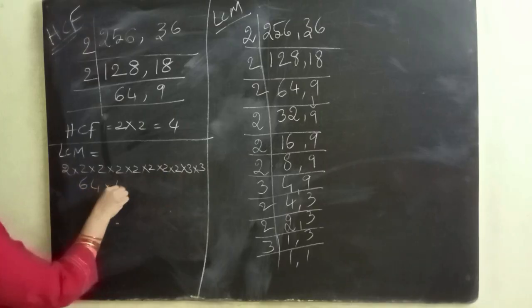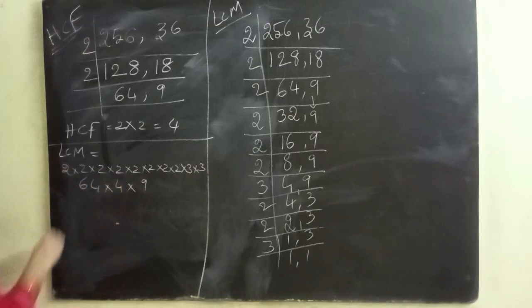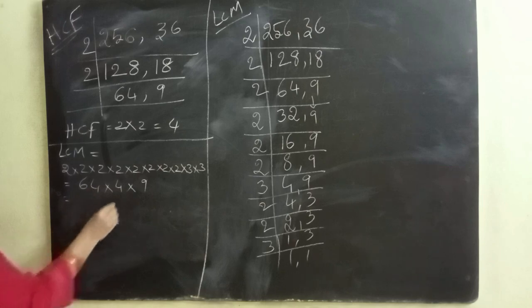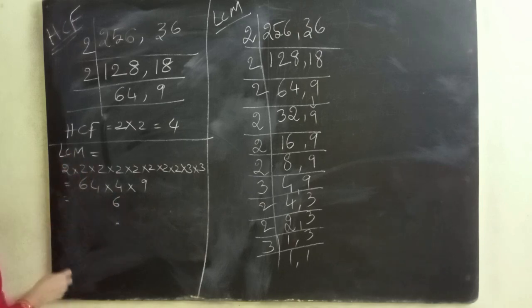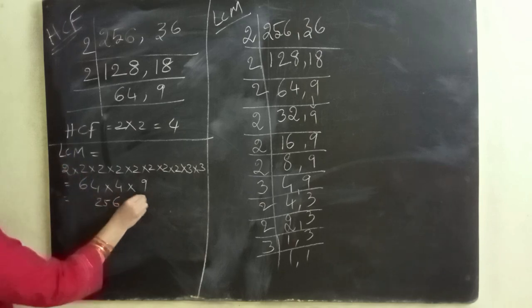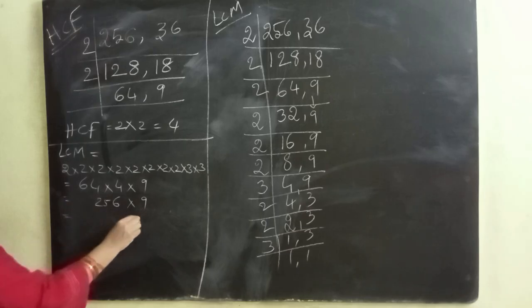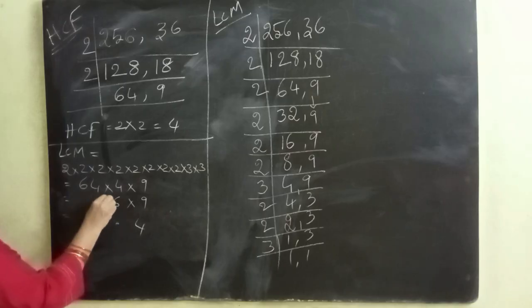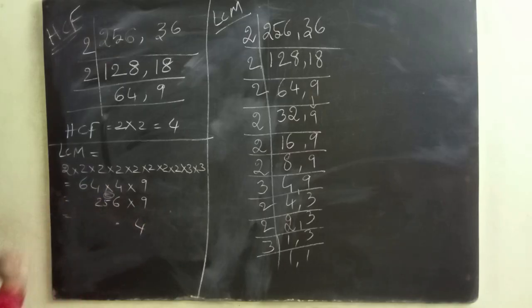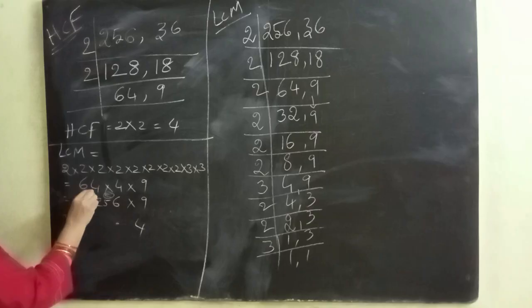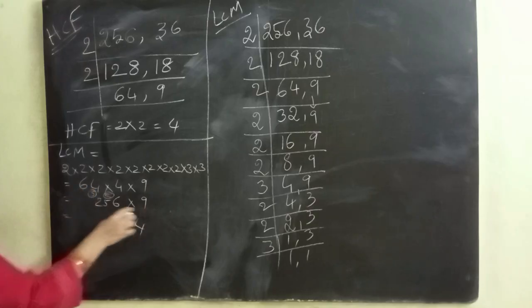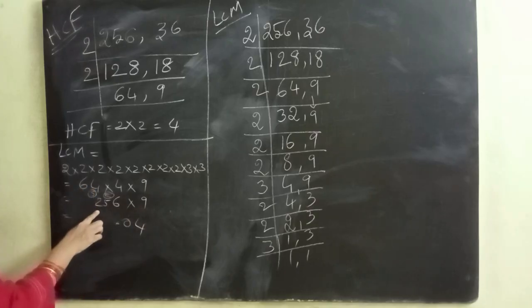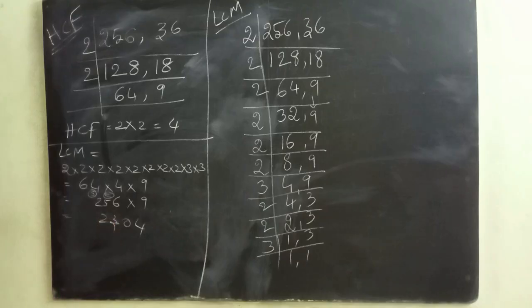64 into 2 2s are 4 into 3 3s are 9. 4 4s are 16, 24 plus 1, 25. 9 6s are 54. 9 5s are 45. 45, 9 6s 54. 9 5s 45, 50. 9 2s 18, 23. Is it correct? See here.